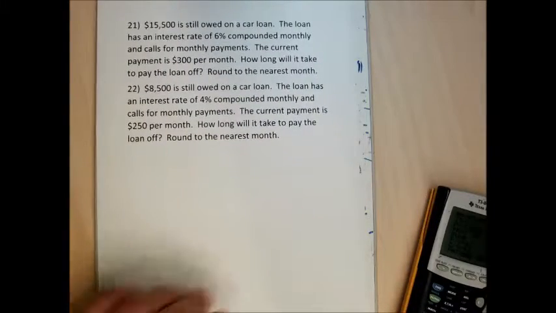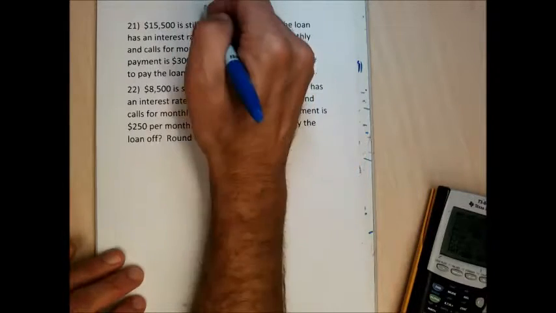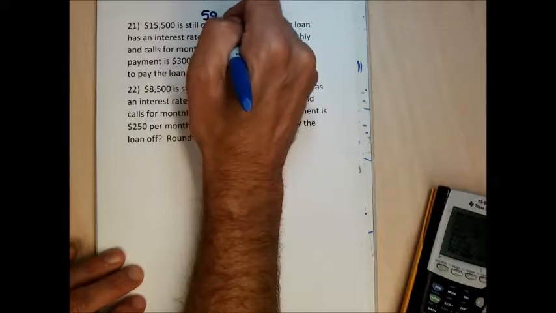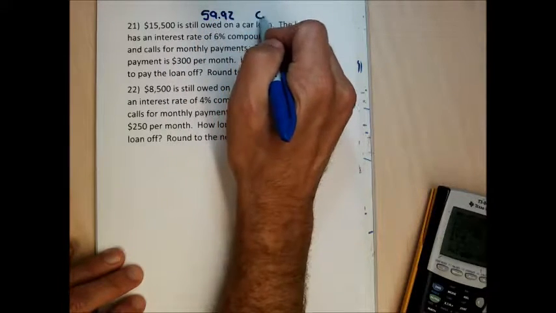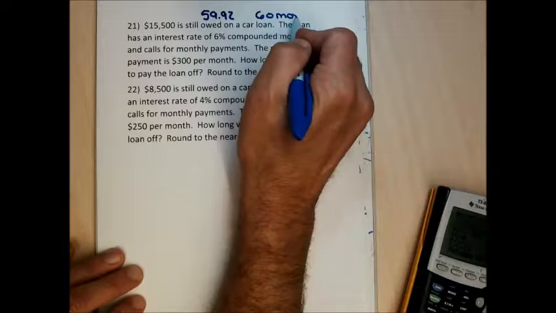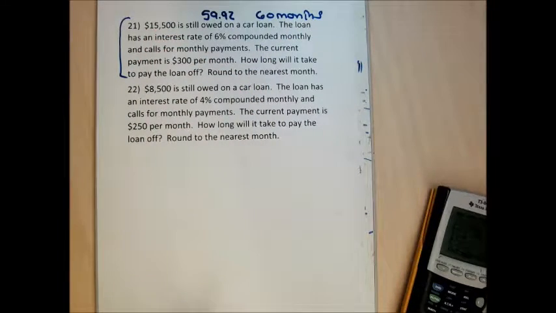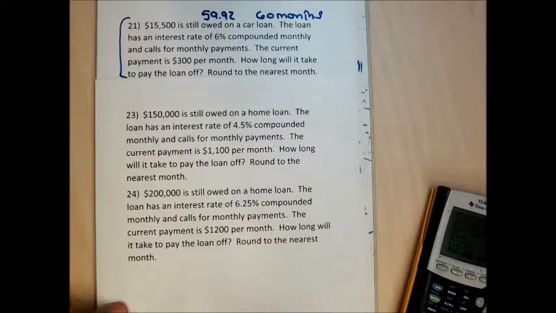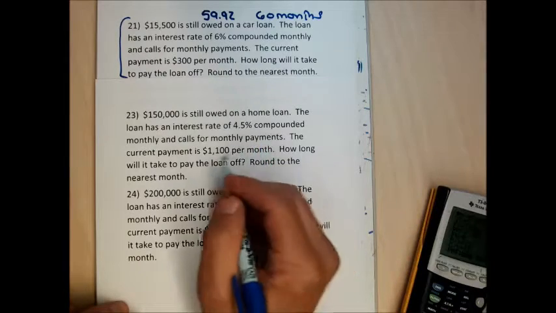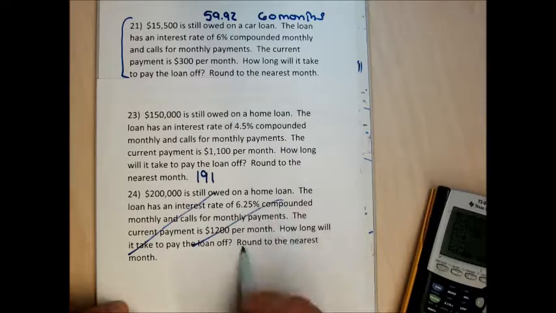So give 21 a go. For 21, I came up with 59.92 on my calculator, and if it says round to the nearest month, I should probably say 60 months for an answer. So why don't you try to get 21? I'll skip 22 and I'll walk through 23 with you. For 23, I'm assuming it's going to be 191 for an answer. So let me walk through 23 real quickly while you get 21 done.